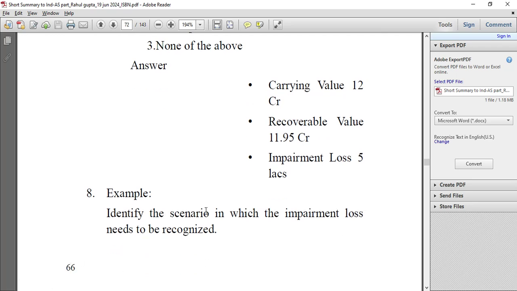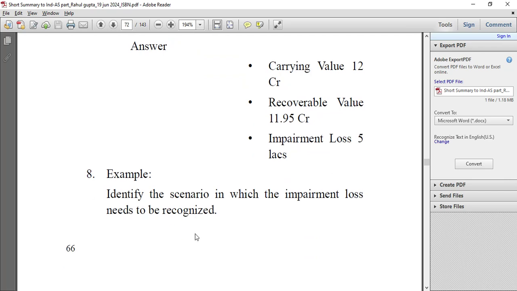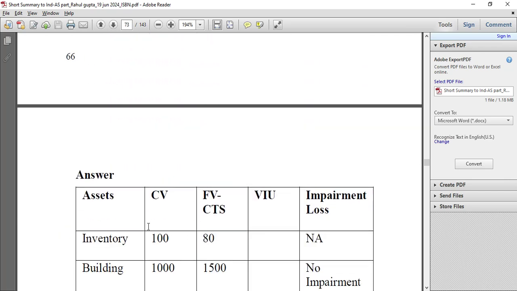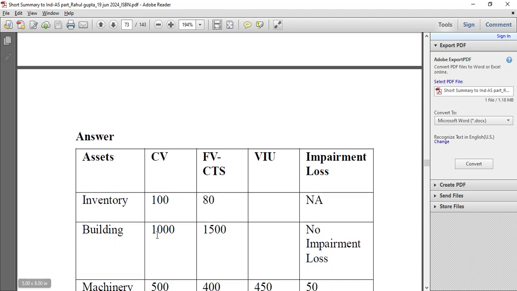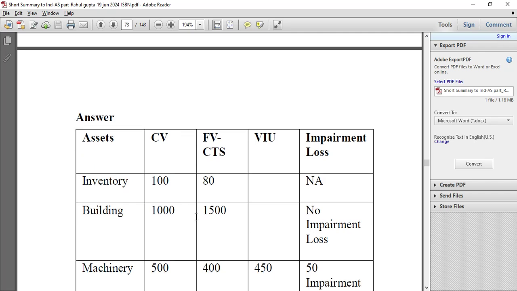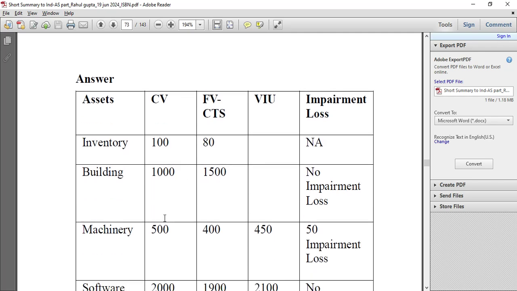Identify the scenario in which the impairment loss needs to be recognized. Assets, carrying value, fair value less cost to sell, value in use, impairment loss. So, asset is inventory, carrying value is 100, and fair value less cost to sell is 80. There is no impairment loss because impairment does not apply to inventories. Building, carrying value is 1000, fair value less cost to sell is 1500. There is no impairment loss as the fair value less cost to sell is higher than the carrying value.